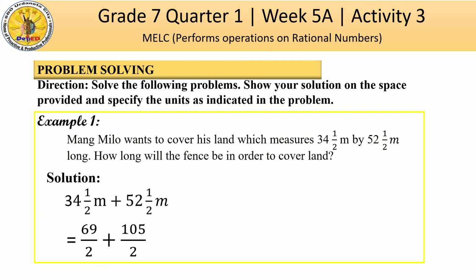But before that, we transform mixed number into improper fraction. So we have now, since 2 times 34 is 68 plus 1, 69 over 2, plus 2 times 52 is 104 plus 1, we have 105 over 2. And then the answer now is, we just add 69 plus 105, we have 174 over 2 or 87 meters.